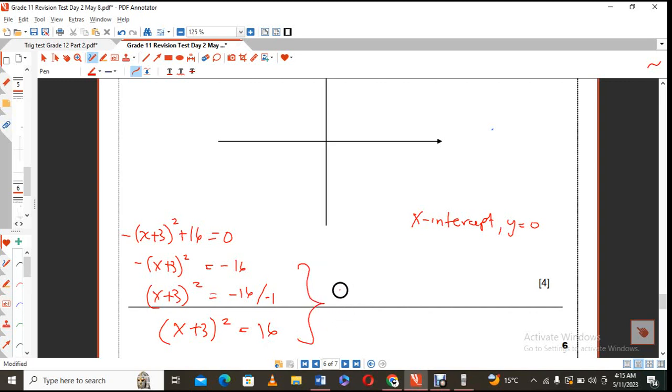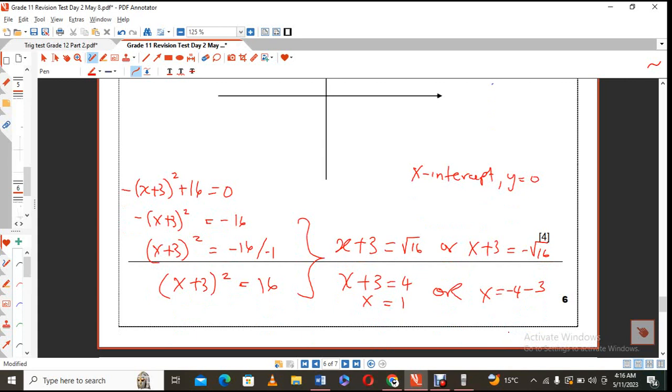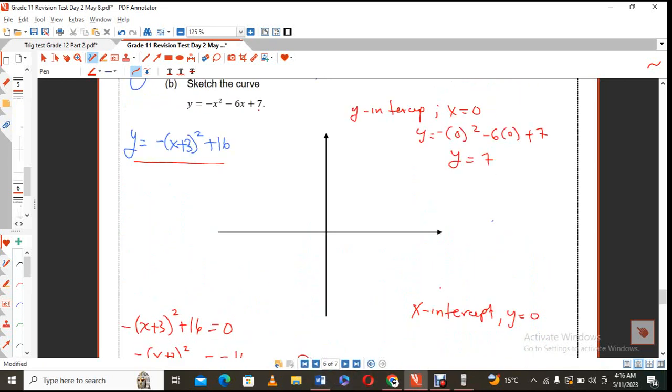Alright? Then x plus 3 equals the square root of 16, the positive one, or x plus 3 equals the negative square root of 16. x plus 3 equals 4, so x equals 1, or x equals negative 4 minus 3. Okay, so if you go ahead, you will see that x equals negative 7. So I know my turning point, I know where it's going to cut the x-axis and the y-axis.